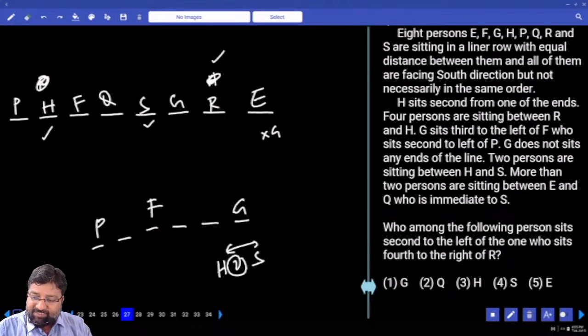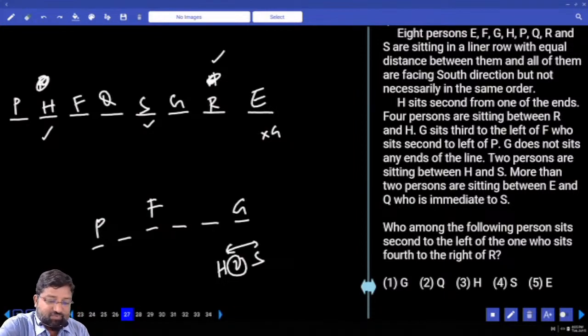Who among the following persons sits second to the left of the one who sits 4th to the right of R? 4th to the right of R: 1, 2, 3, 4 is F. Second left of F is S. Why? Because everybody is facing south, we need to take our right when the question says left.